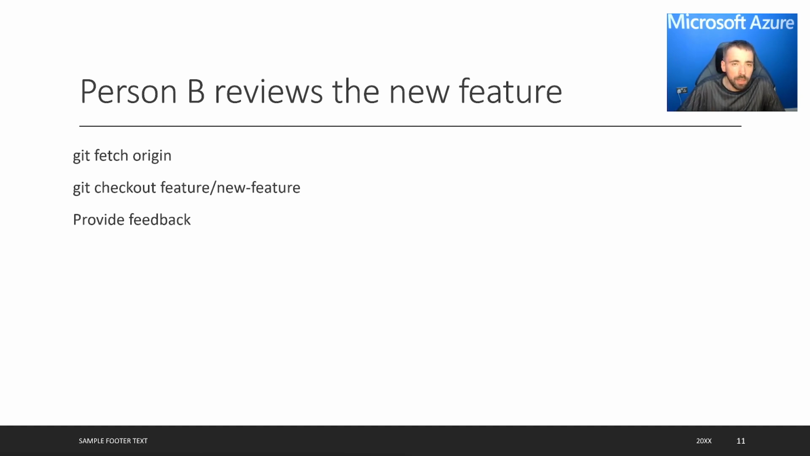Then we've got person B, and person B is reviewing the changes that person A made and the new feature that they're adding. And they do git fetch origin to download the repository to their PC, and then they do git checkout to switch into that branch that person A had made. They then review the code and they can provide feedback.